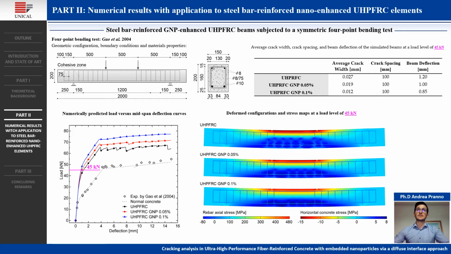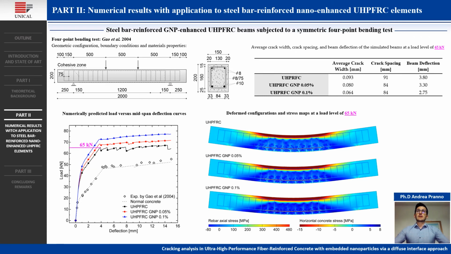Contrary to what happens for the crack spacing, the average crack width is strongly influenced by the nano-reinforcement, leading to a crack width reduction equal to 30% and 55% for the two different graphene nanoplatelet contents investigated, compared with the case without nano-reinforcement.